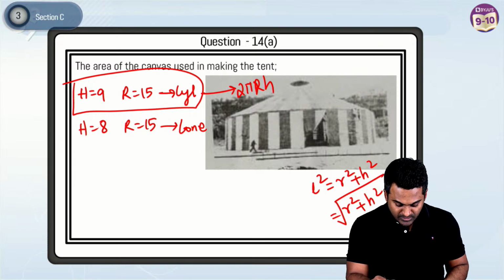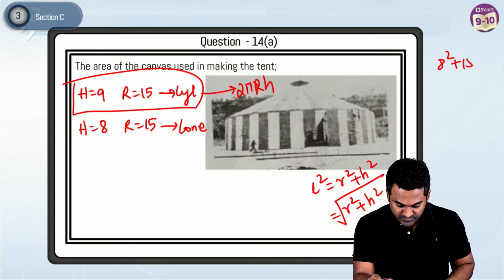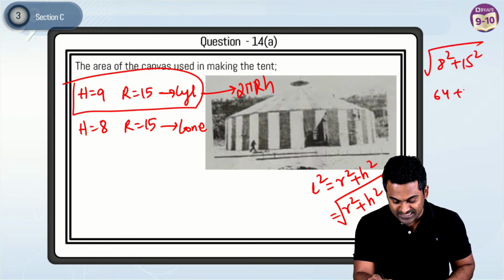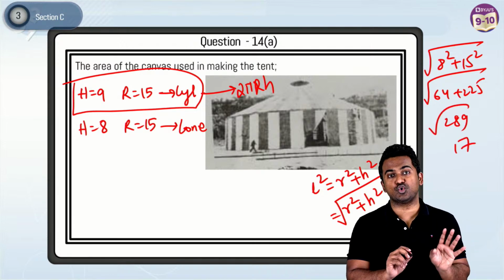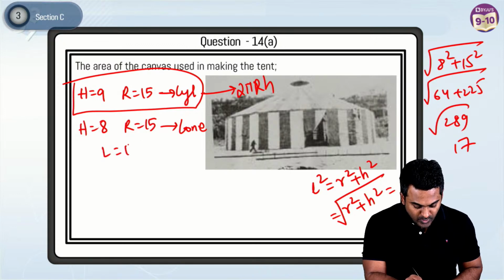So this is going to be what? 8 square, let me do these calculations here. 8 square plus 15 square, so this is going to be 64 plus 225, giving you 289. So the slant height that you should have got is equal to 17. So L here for the cone is going to be 17.